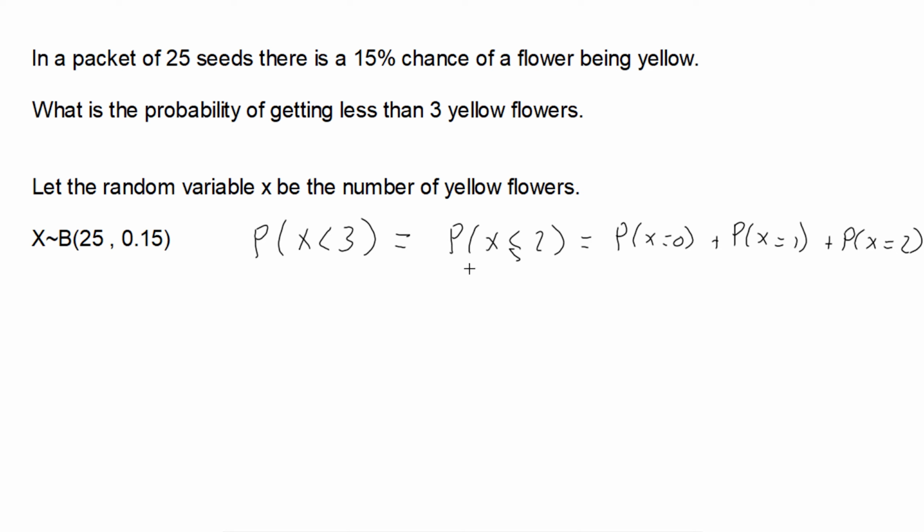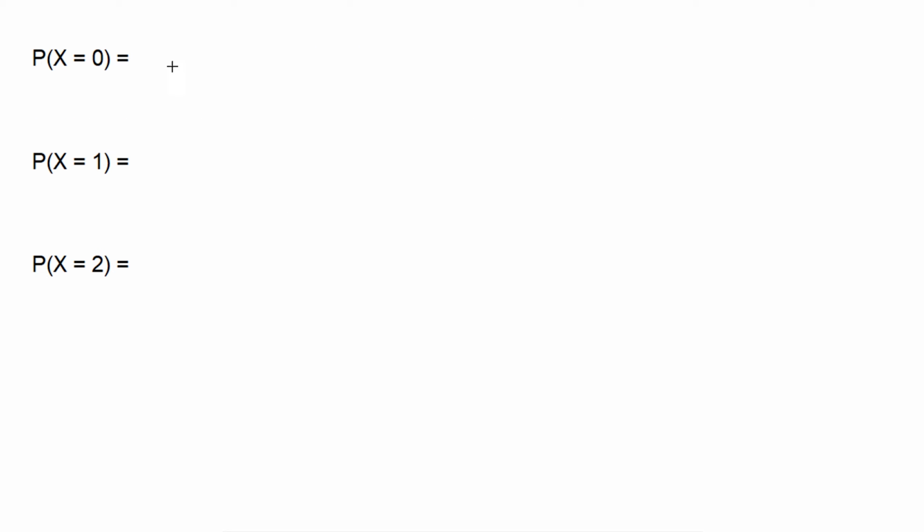So it's all of these things here. But this is the important one that we need to remember: less than or equal to is the format that we're going to be working in. If we want to work this out, we work out each of these 3 individually and add them together. I would start by doing 25 choose 0 times 0.15 to the power of 0 times 0.85 to the power of 25.